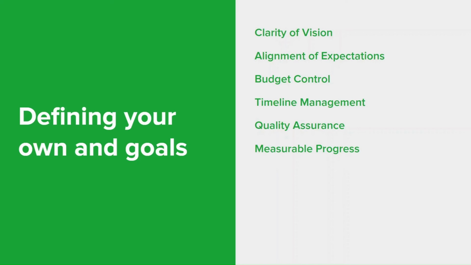Clearly defined goals provide measurable benchmarks for tracking progress throughout the project. You can monitor the agency's performance and make adjustments as needed to achieve the desired outcomes. When you know what you want to achieve, decision-making becomes way more efficient. You can make informed choices regarding design elements, features, and functionality, reducing delays and potential conflicts.